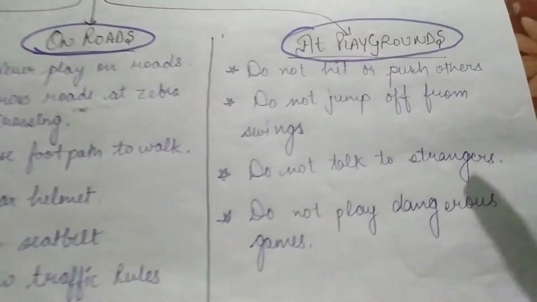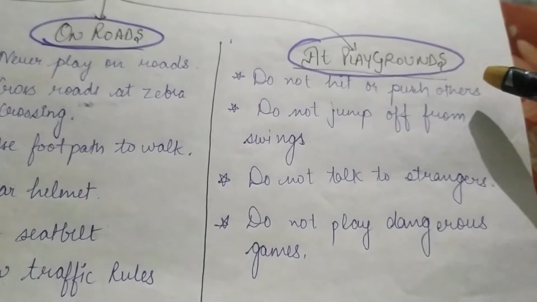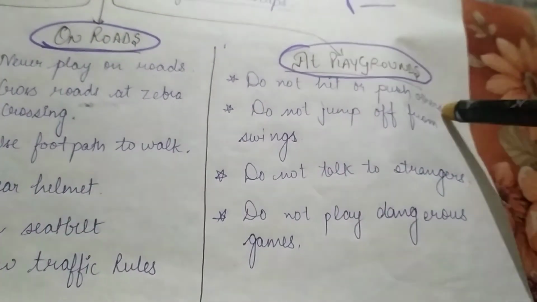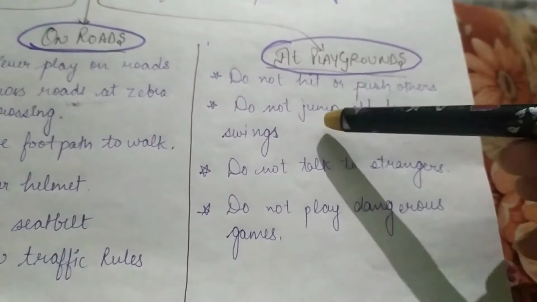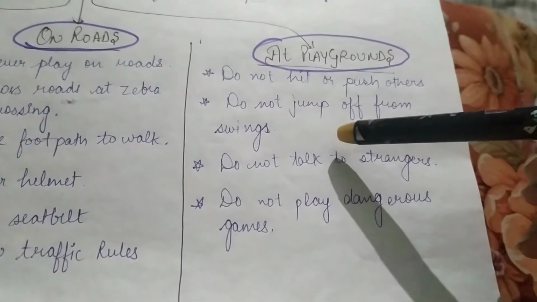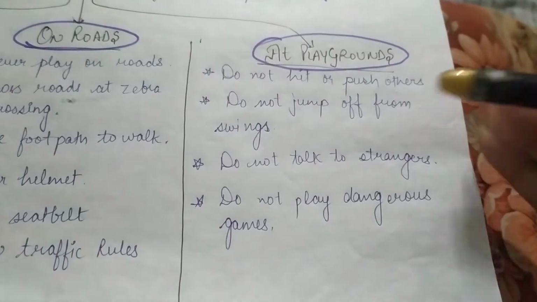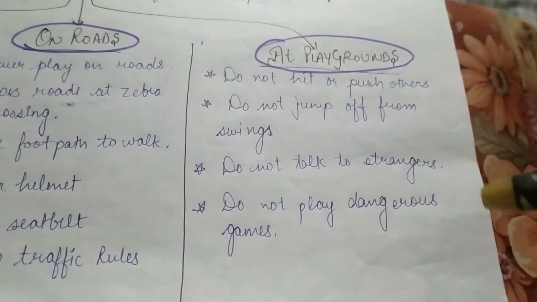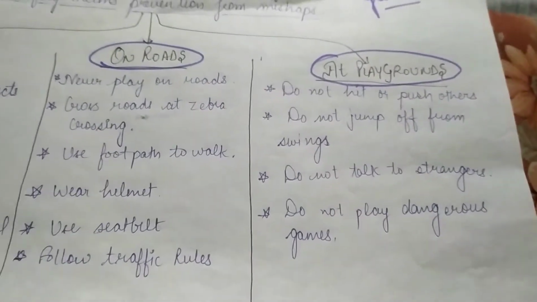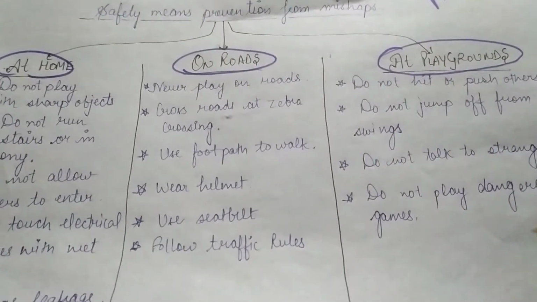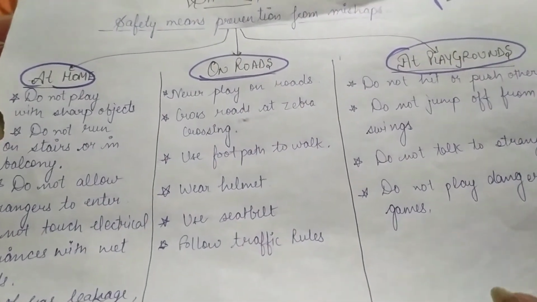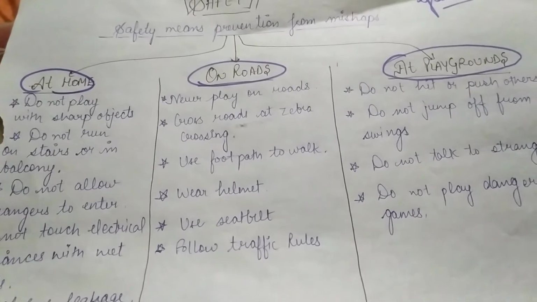Now, when you are playing in the playground, do not hit or push others. Do not jump off from swings and do not talk to strangers. And yes, do not play dangerous games. So students, these are the safety measures that we should follow in order to prevent the accidents.